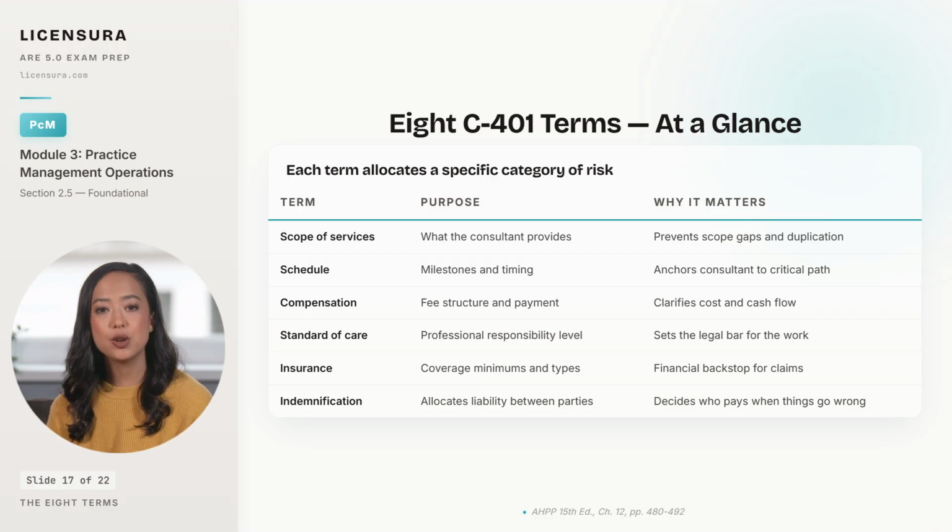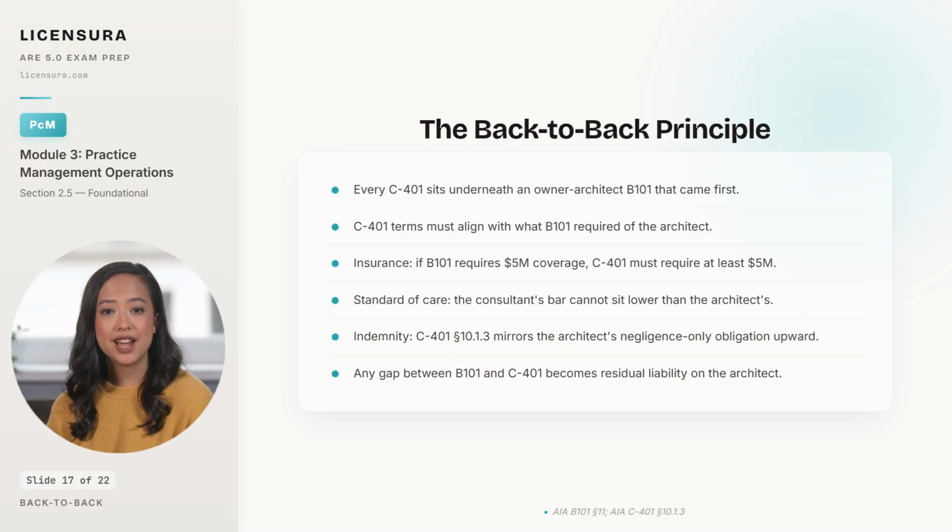The 8 terms only work if a deeper principle is intact across all of them. The principle that makes the 8 terms work is called back-to-back, and it is one of the most tested concepts on PcM. Every C401 you sign sits underneath an owner-architect B101 that came first, and the C401 must pass the architect's upstream promises downstream to each consultant, term for term.